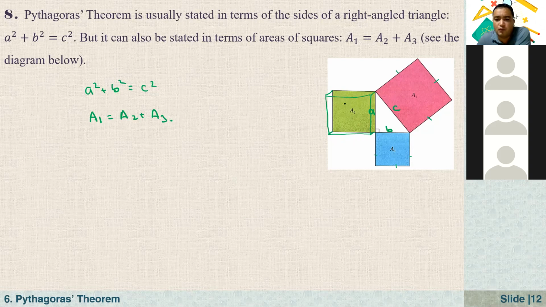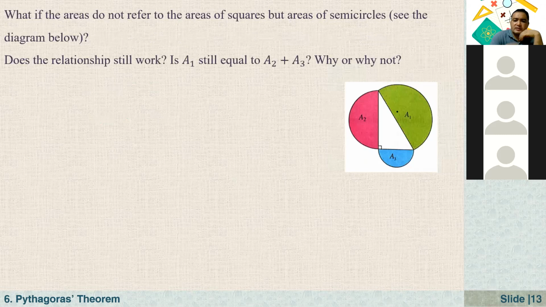That means that if you just fill water, this A2, now we have a kind of 3D aquarium, right? Made from glass. And also this one, the same thing. We put some water and fill this green one and blue one with water. After that, if you pour this water into this red one, it will be exactly the same. The amount of water in A2 and A3 is the same as the amount of water in A1. And also the same thing works for the semicircles.